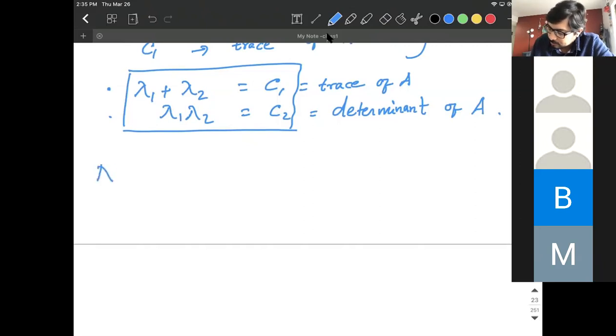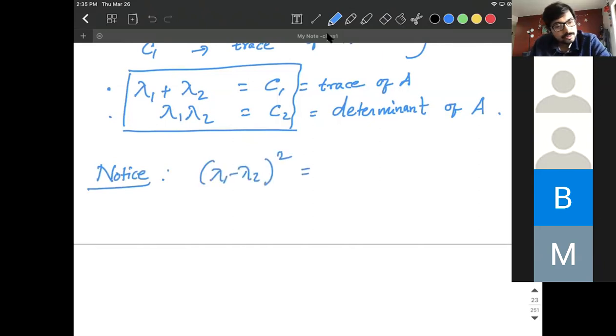So notice the following. This is an identity. If you take lambda 1 minus lambda 2 and take the square, this is lambda 1 plus lambda 2 square minus 4 times lambda 1 lambda 2, right? Any questions so far? So all of these are facts about quadratic equations in general. Nothing extremely deep going on here. And now you can just plug in the values.